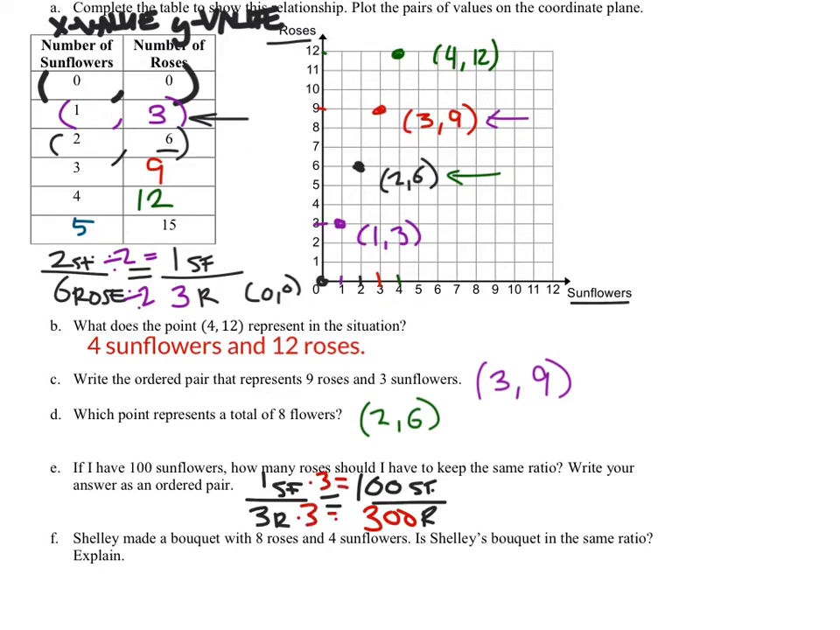Shelley made a bouquet with 8 roses and 4 sunflowers. Is this the same ratio? No, it is not. If she had 8 roses, then she would have some kind of fraction of sunflowers. If she had 4 sunflowers, she would need 12 roses, which is shown in the table. So the answer to that one is no, because the ratios are not equal.